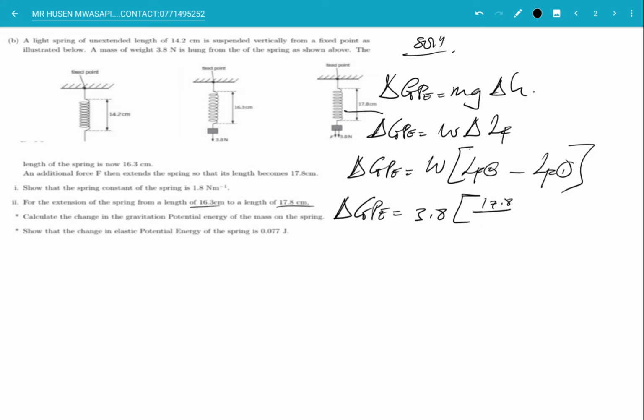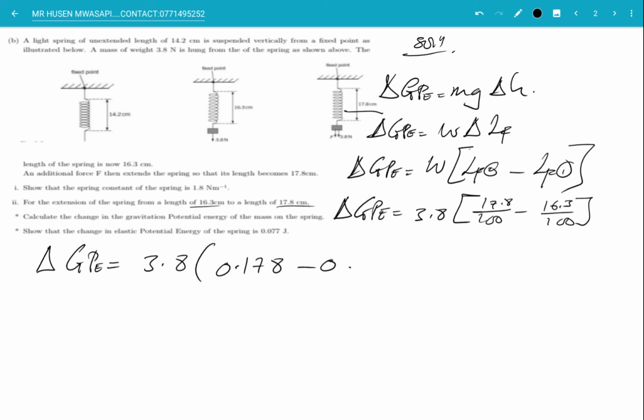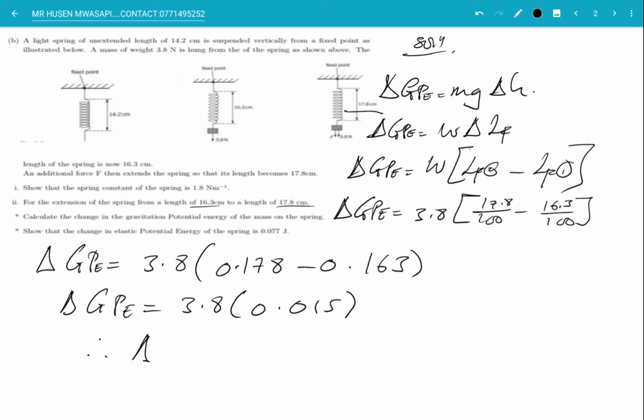So 17.8 divided by 100 minus 16.3 divided by 100. So you have the change in gravitational potential energy being equal to 3.8 multiplied by 0.178 minus 0.163. So the change in gravitational potential energy is equal to 3.8 times 0.0105. Therefore, we could say the change in gravitational potential energy is now equal to what?